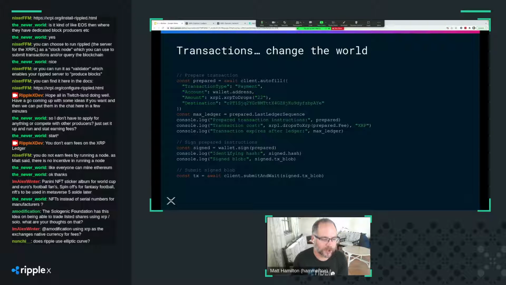We then sign the transaction. So we call this wallet.sign transaction here, sign our prepared transaction. Once it's signed, we've then got a hash, and we can print out the hash and the signed blob, and we then submit that transaction. So we're using this client submit and wait.